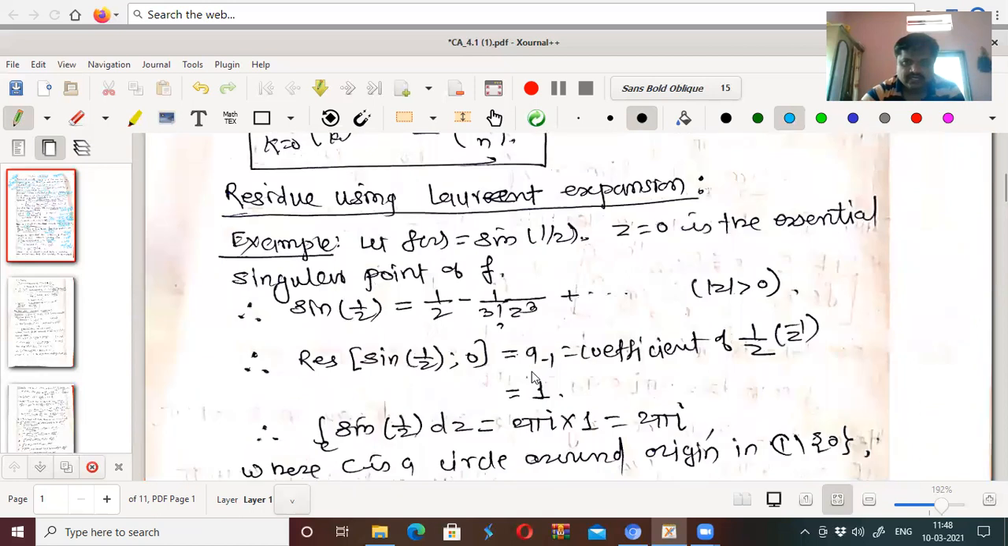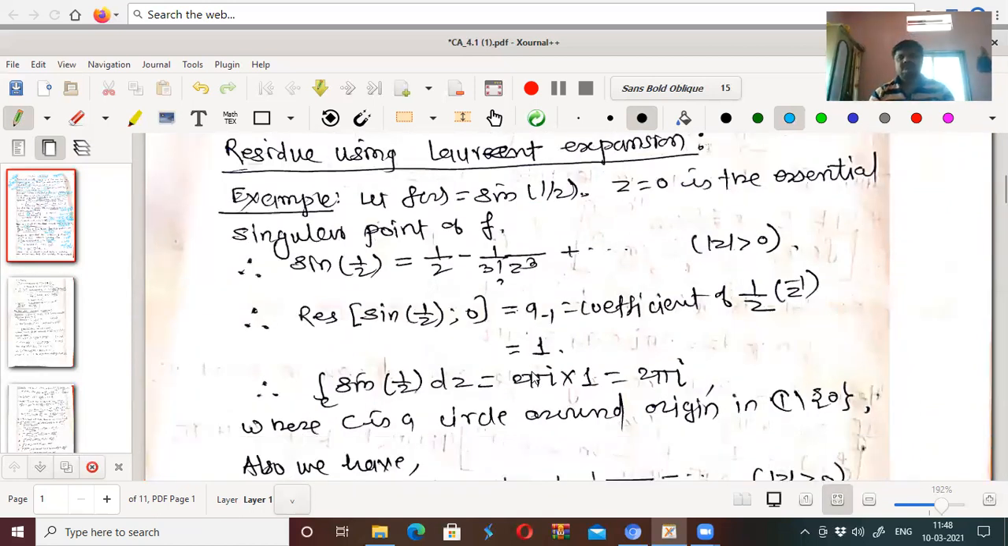Now, every time we need not make the calculations to obtain the residue. An important application of Laurent series expansion is to find the residue of a given function. We have found singularities by using Laurent series expansion.